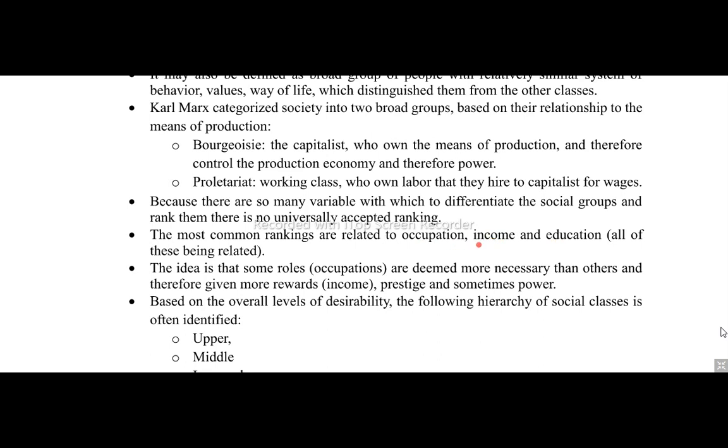So when we talk of the most common ranking being related to occupation, income, education, they are all related to each other. The idea is that some roles, occupations, are deemed more necessary than others, and therefore given more reward, income, prestige, and sometimes power. What do we mean by prestige?